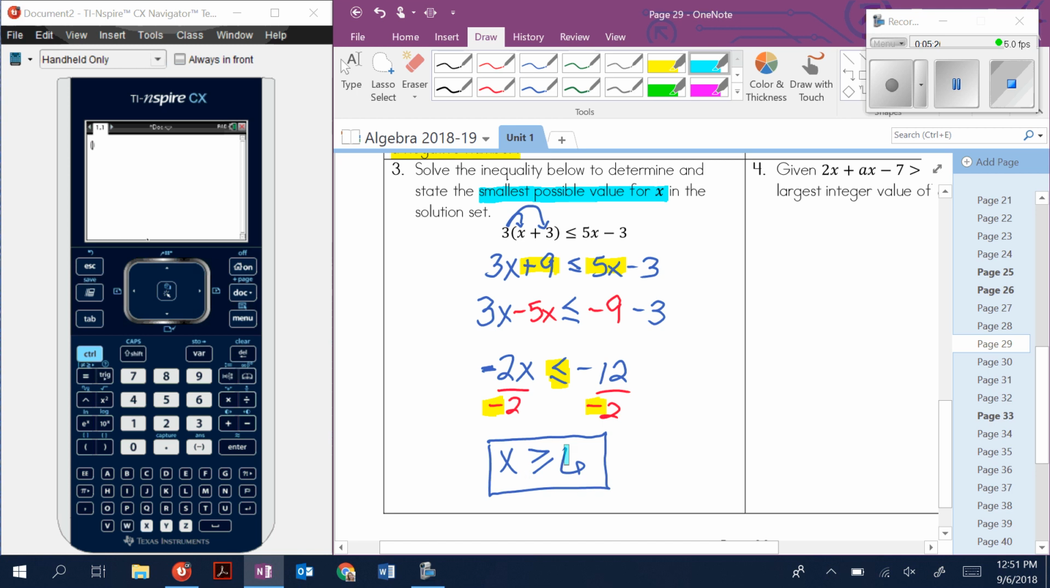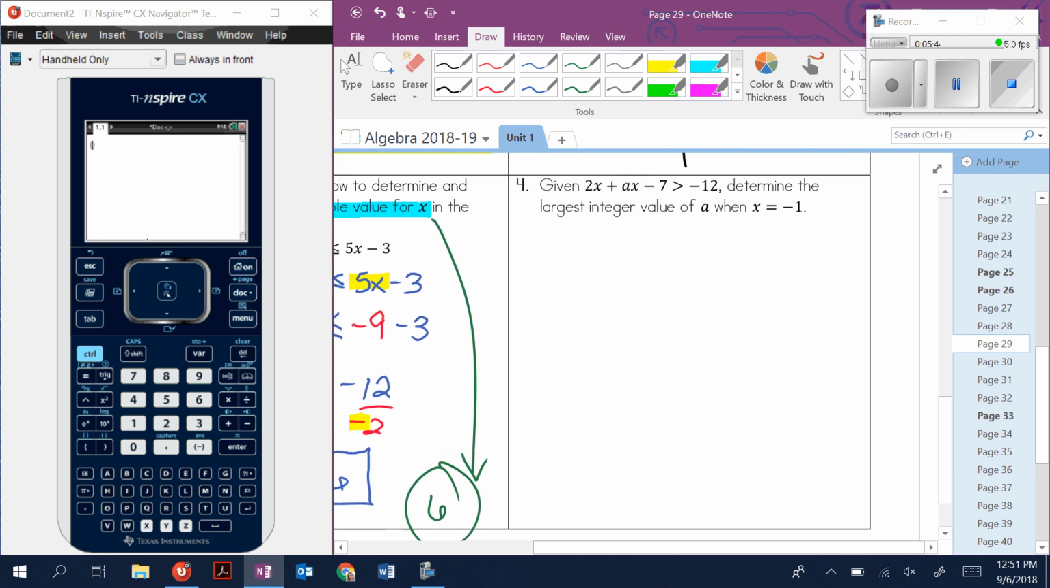So if x has to be bigger than or equal to 6, what is the smallest number that is bigger than or equal to 6? And I hope that all of you agree that that would be 6. So that answers that second part there.